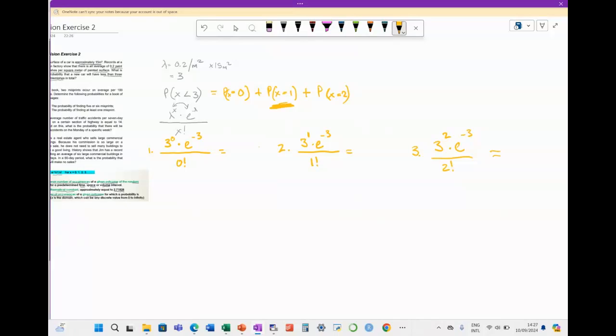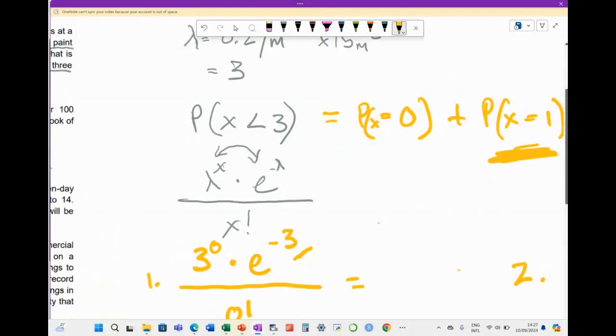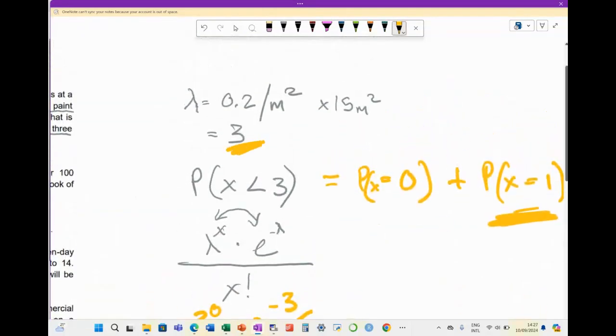Minus 3 on here, right? Remember, if you look at the formula, it says what? Minus the upside down y. And we know that upside down y, we calculated it to be 3. Okay.